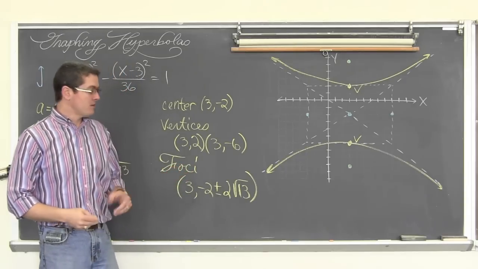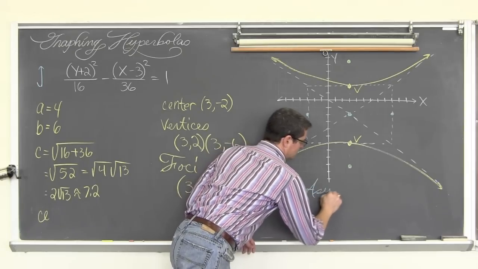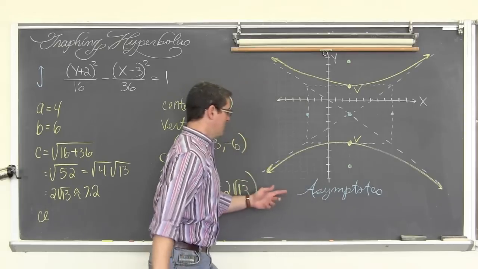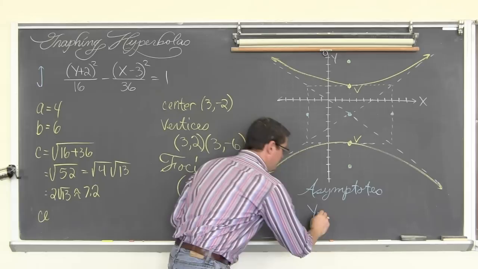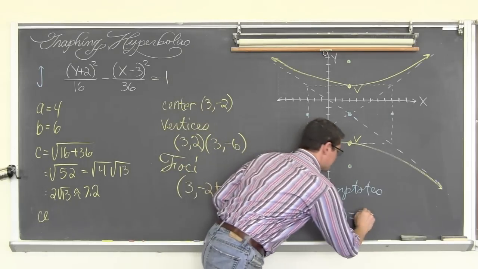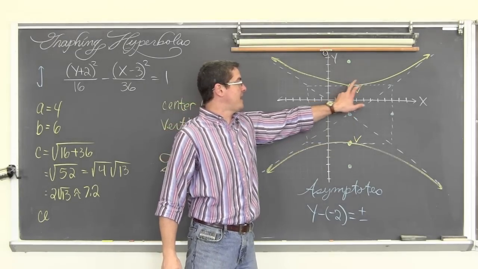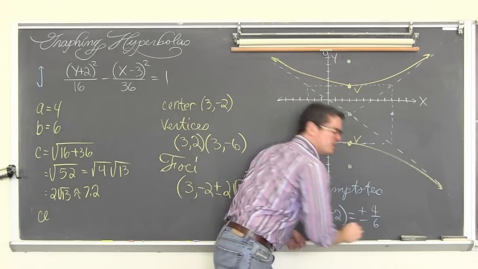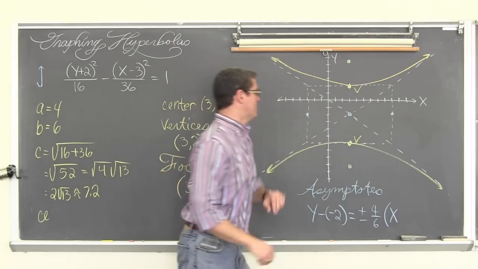And the only thing I haven't brought up yet are the asymptotes. The asymptotes are y minus the y of the center, which is -2, equals plus or minus. Now we're going up and hitting the vertex, so it'll be plus or minus a over b. So it's going to be plus or minus 4 over 6, which reduces to 2/3, times x minus the x of the center, which is 3.